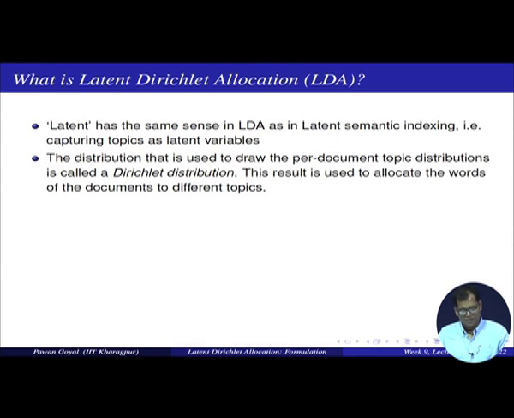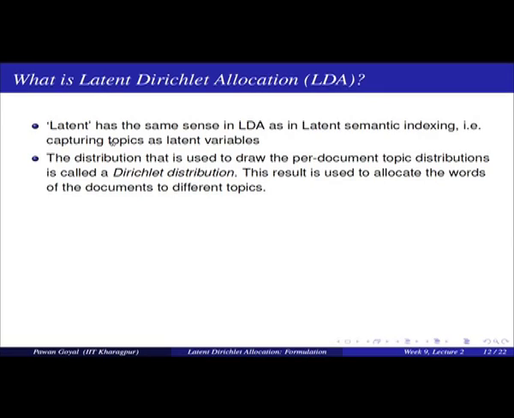Now, one interesting point here is, why do we name it latent Dirichlet allocation? We are doing some allocation, but why latent and Dirichlet? Latent in LDA has the same sense as in latent semantic indexing. All these topics are some sort of latent variables, hidden topics. I do not know what these topics are as such. I cannot give them good labels, but there are some hidden distributions over my words, and these are called latent.